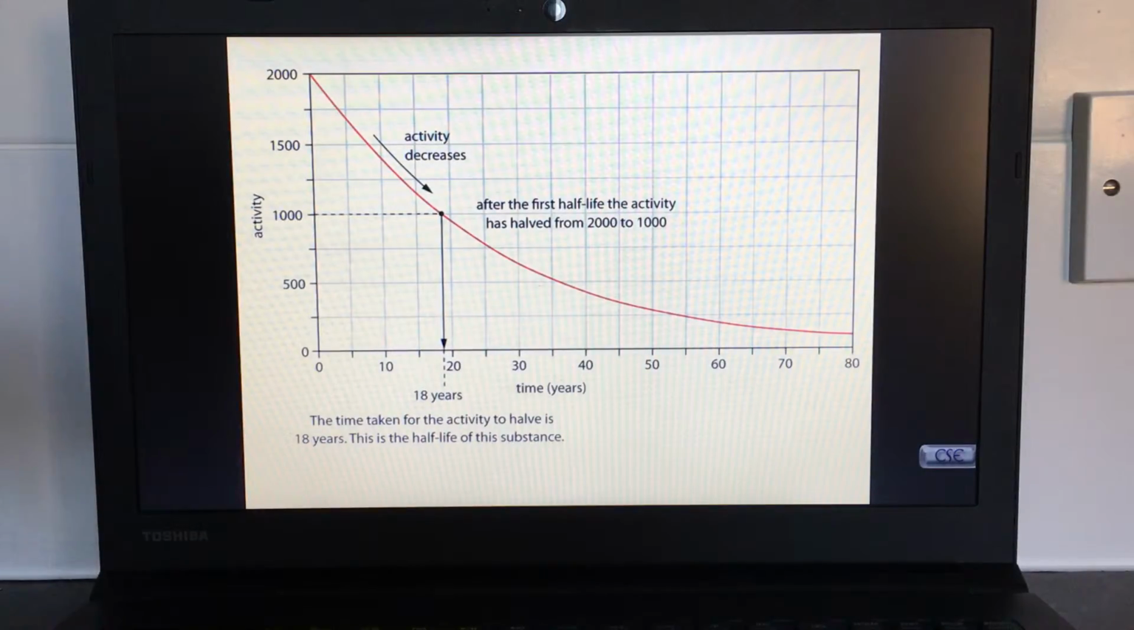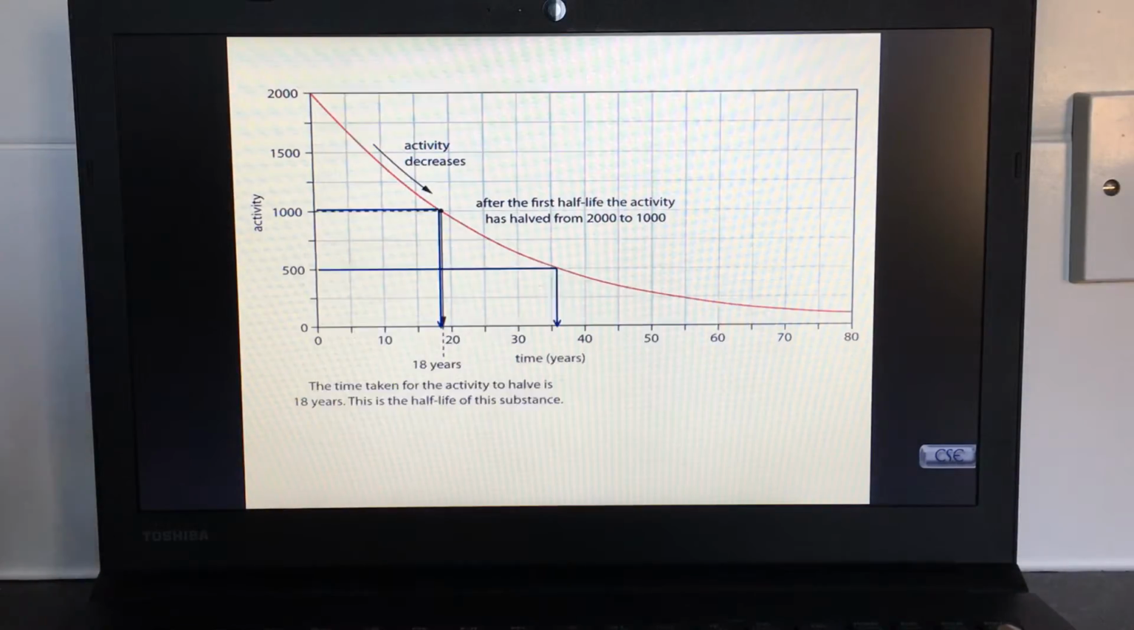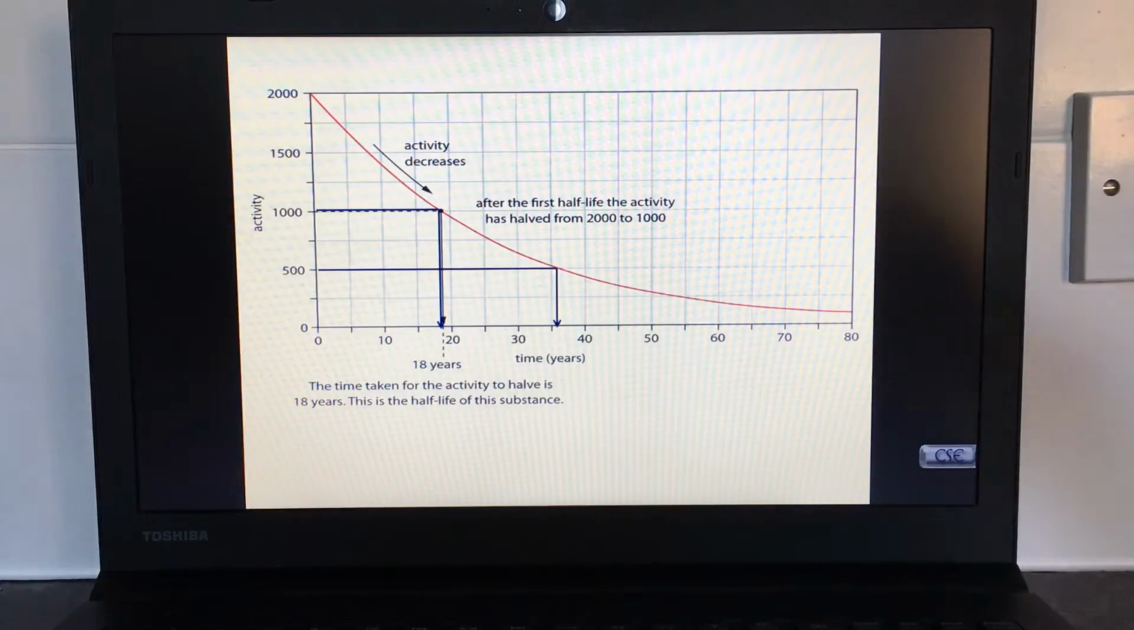Now the thing about half-life is, it's 18 years to get to half of its amount, but it is also then another 18 years to get to half of that, so to get to a quarter basically. And then it would be another 18 years to get to an eighth, and then another 18 years to get to a 16th, which is why this graph doesn't actually go down to zero really, because it will always just half and half and half for that amount of time.